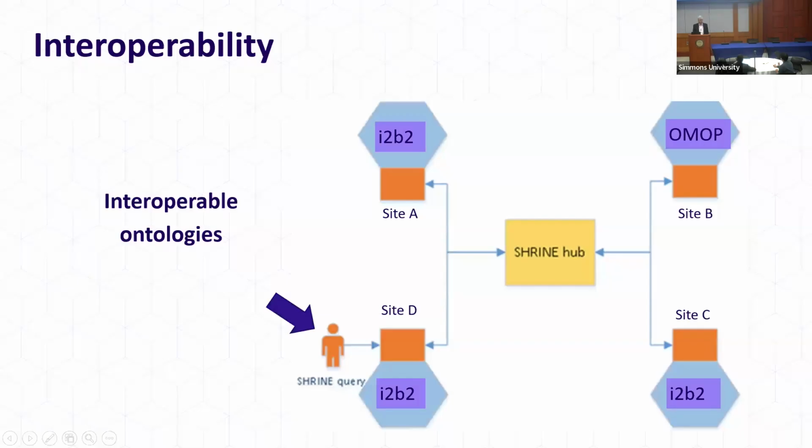This helps us with a mixture of OMOP and I2B2 data repositories across this network. And eventually we'll also have the PCORnet data model become interoperable with this network.